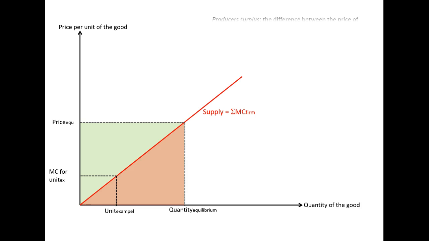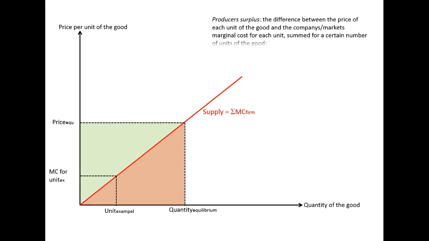And the difference here, that is the producer surplus. So the difference between the price of each unit of the good and the company's or the market's marginal cost for each unit, depending on which we're looking at, summed for a certain number of units, will be the producer surplus. So we can also define it as total revenues minus total variable costs.